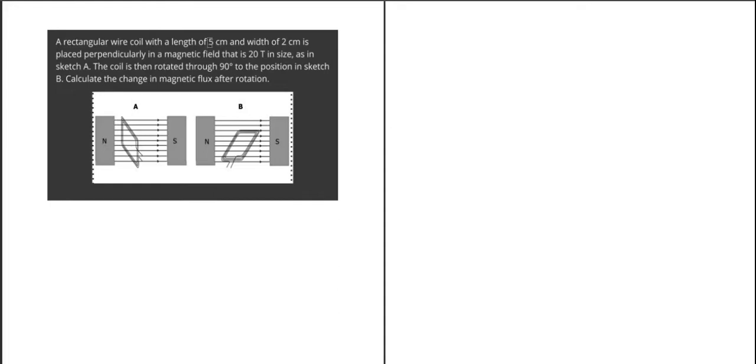I want to highlight a few important things. When you're writing, it's also important to highlight. This is going to be important because it talks about the length of that wire coil, and the width here. We're going to use these two dimensions to calculate the area. And then they say it's placed perpendicularly in a magnetic field. They've given us the value of the magnetic field. They say it's 20 T, or Teslas, as shown in this sketch. So essentially, what is that telling us?